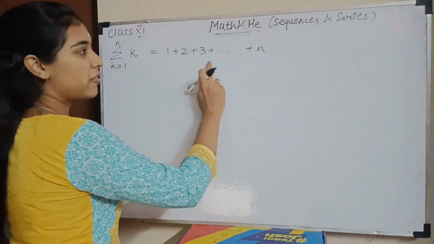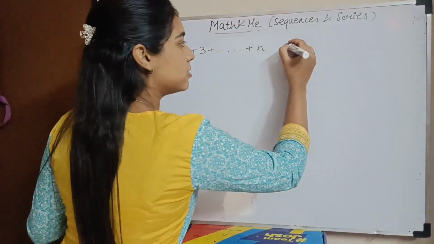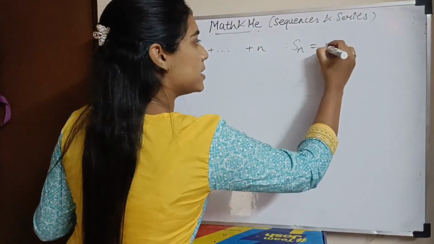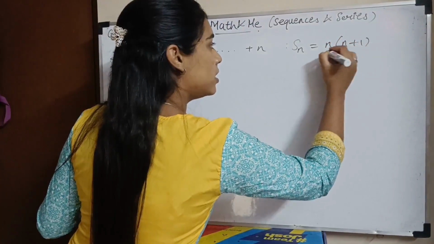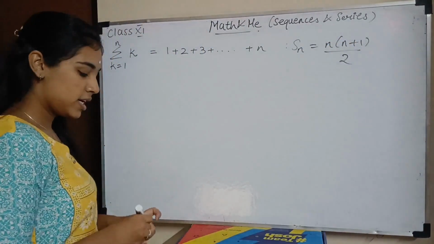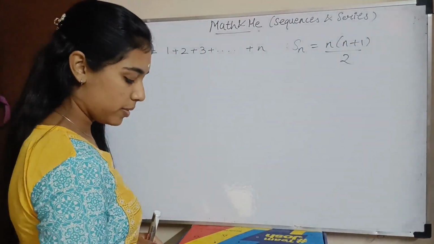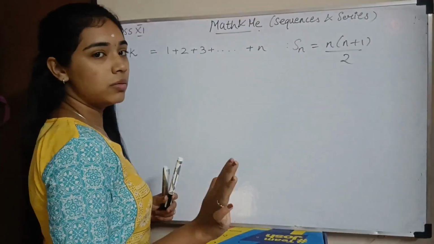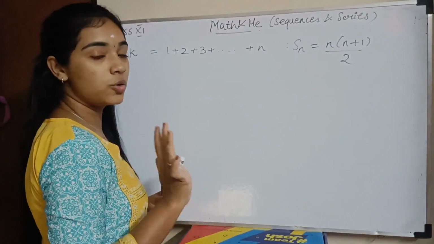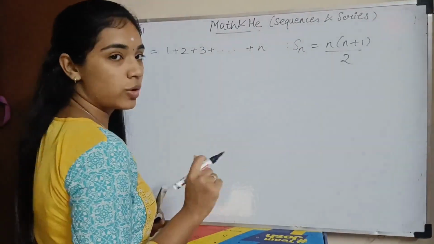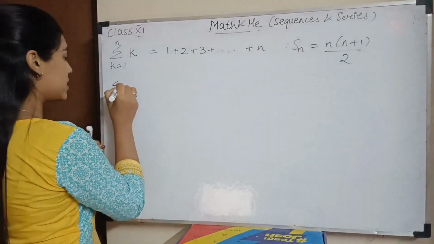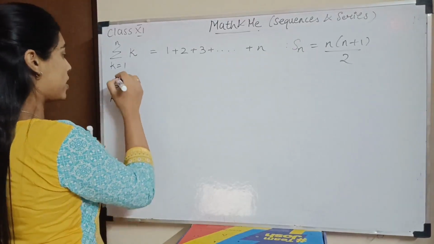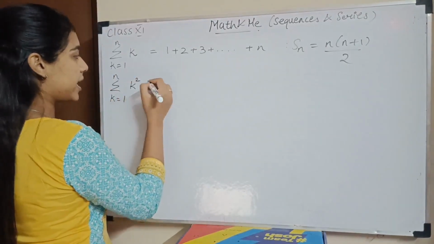Okay. So sum of n terms, what is Sn? Sn equals n times n plus 1 divided by 2. This formula is very, very important. You'll be using this for all the exercise and example questions. I'm not going to prove how, but you just note down the formula. You have the proof in your NCERT textbook. Do refer to that.